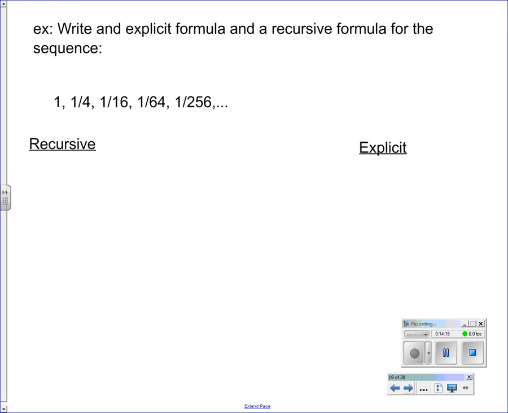And then the last one we're going to look at is an explicit and recursive formula for this sequence here. So 1, 1/4, 1/16, 1/64, 1/256, and it keeps going like that. So again, what's helpful about recursive formulas is they're a little easier to get started, right? So I know the first thing I want to look for is the pattern, and then I want to look for where it's starting. Where it's starting is pretty easy. It's starting at 1, so I can even go ahead and write that in on my recursion equation.